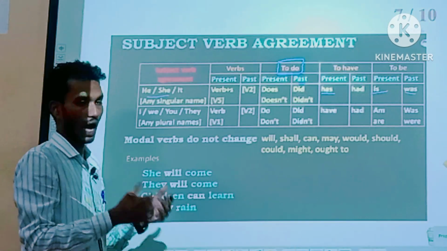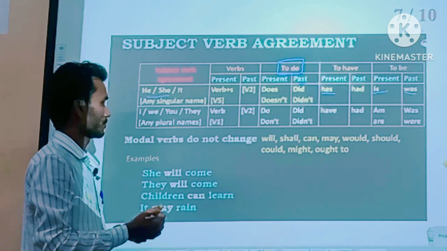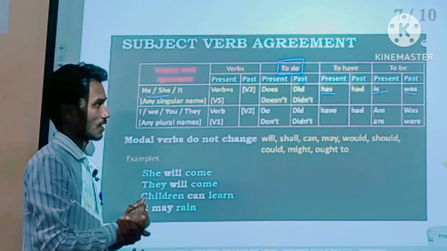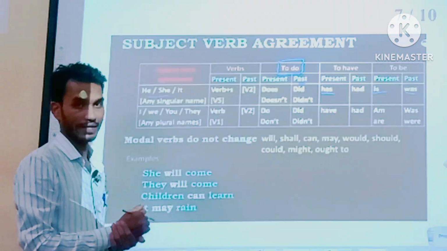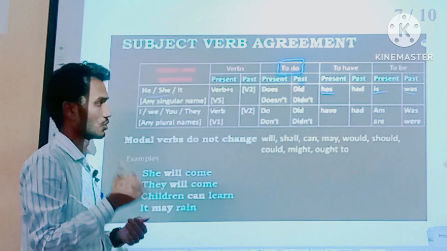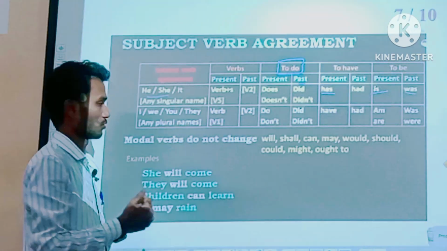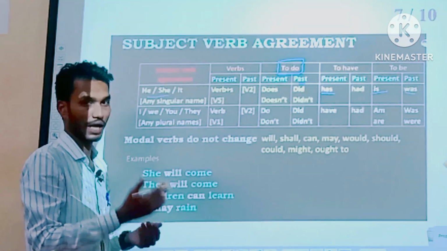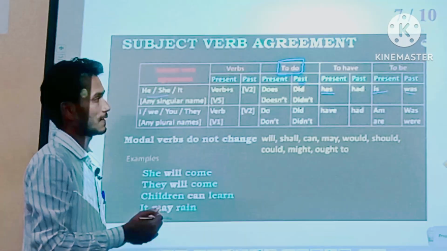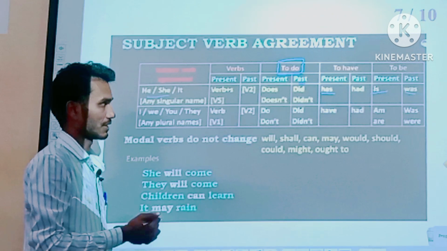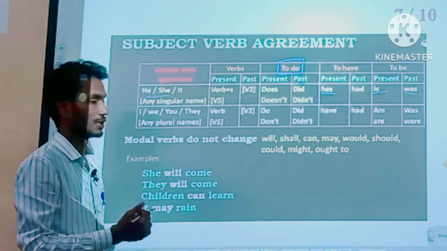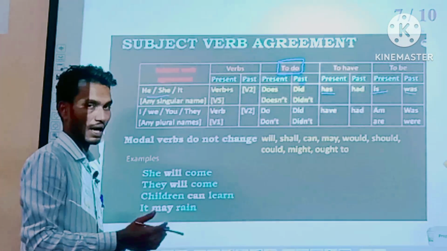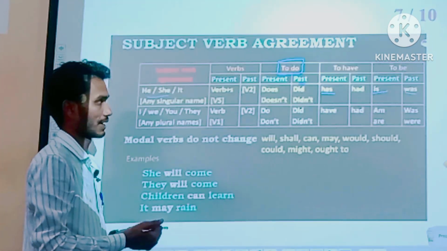Then in have forms, if the subject is plural, I, we, you, they, the have form should be used. Sorry, have should be used. We have, they have, I have, we have, right? Then in past tense, the have form had should be used. We had, they had, I had, right?